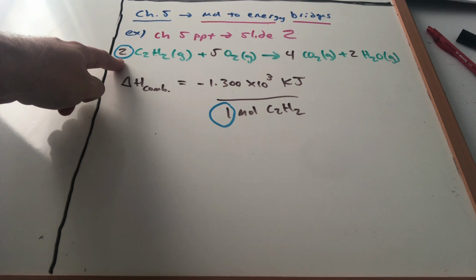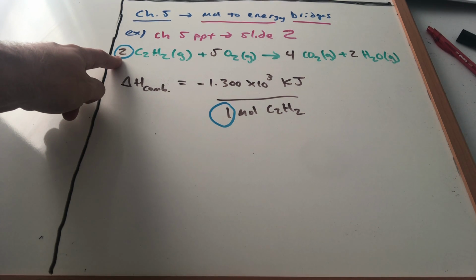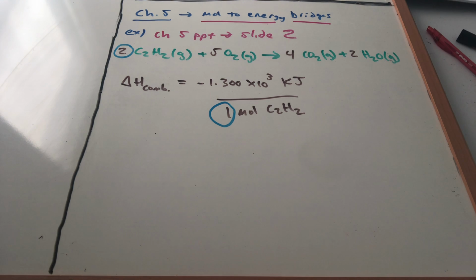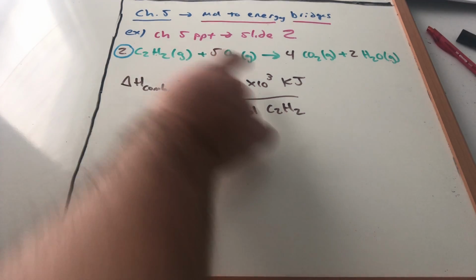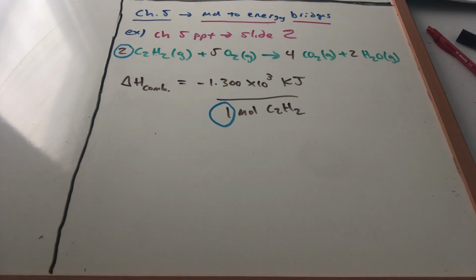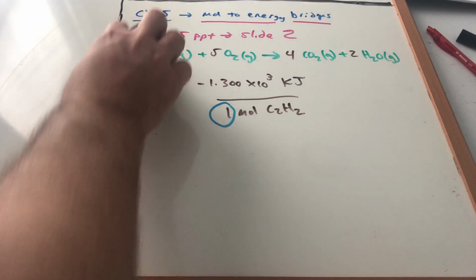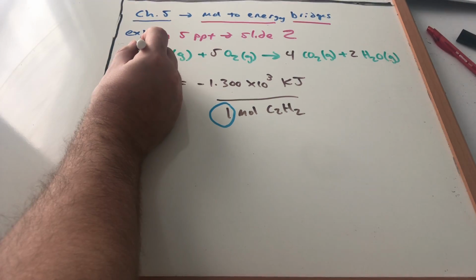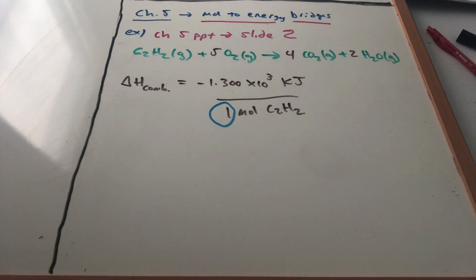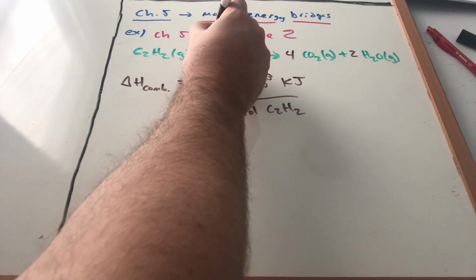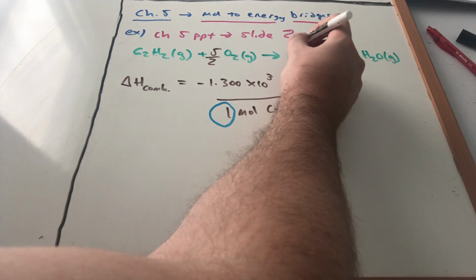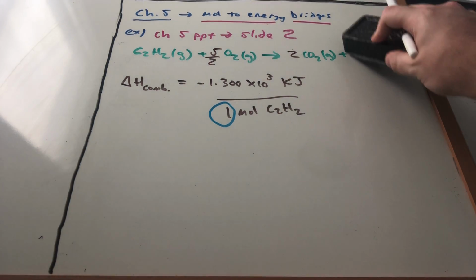So what am I going to do to make this 1 mole? I'm going to divide it by 2. But if I divide this by 2, I have to divide every other coefficient by 2 as well. Okay? And then I'll have the correct delta H for 1 mole of acetylene. So I divide this by 2. And then to make sure I keep everything with the correct ratio, to make sure that I keep everything balanced, I'm going to divide this by 2. I'm going to divide this by 2. And I'm going to divide this by 2.